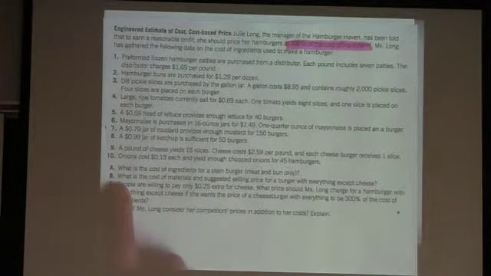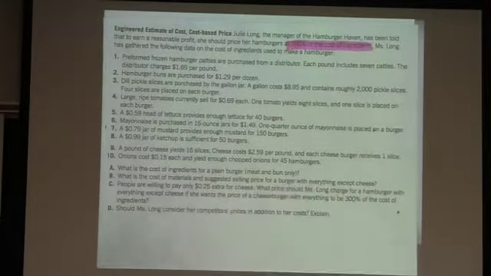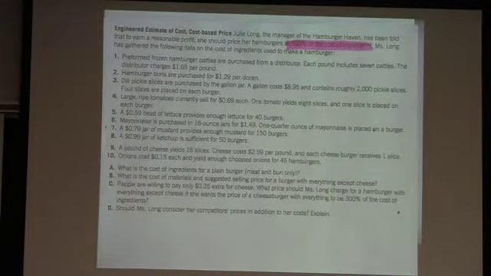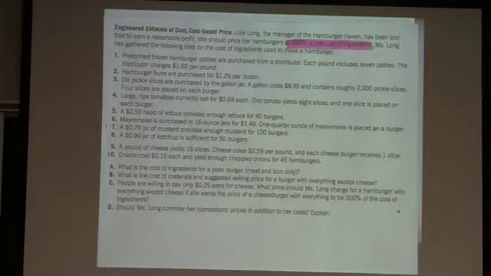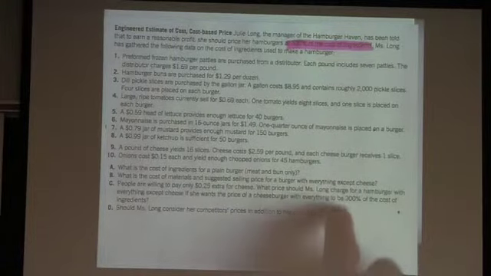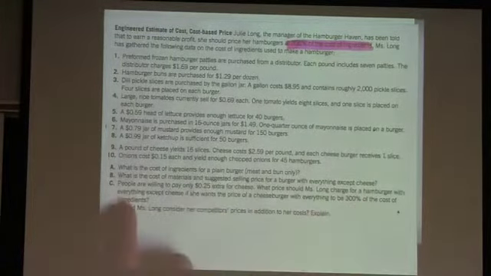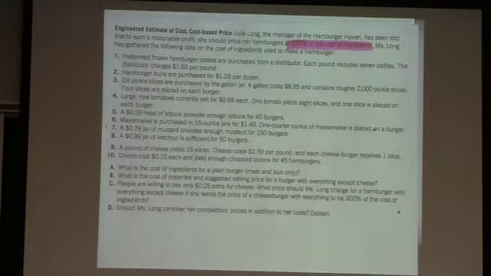And the second question says, what is the cost of the materials, and suggest a selling price for a burger with everything on it except for cheese. And remember, we're going to price it up at 300% markup, right? People are willing to pay 25 cents extra for cheese. What price should Ms. Long charge for a hamburger with everything except cheese if she wants to price a cheeseburger with everything to be 300% of the cost of the ingredients? Should Ms. Long consider her competitor's price in addition to her cost, and explain?